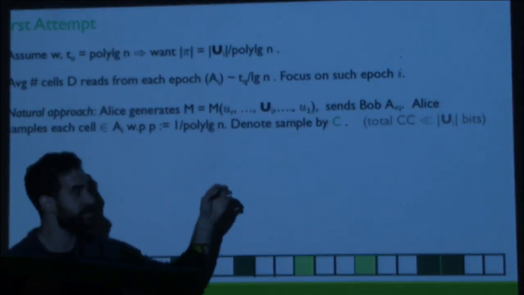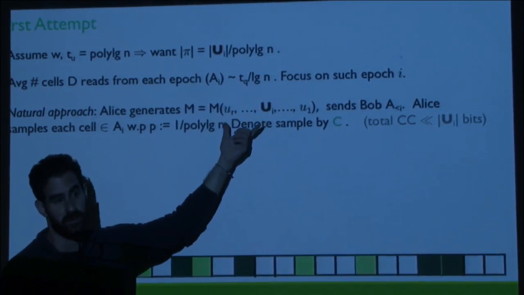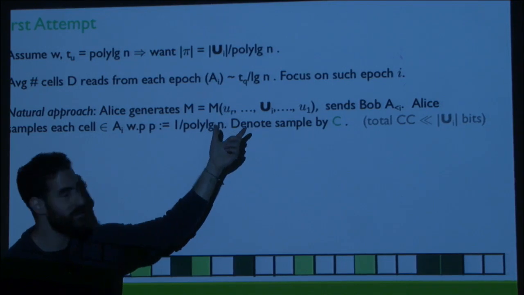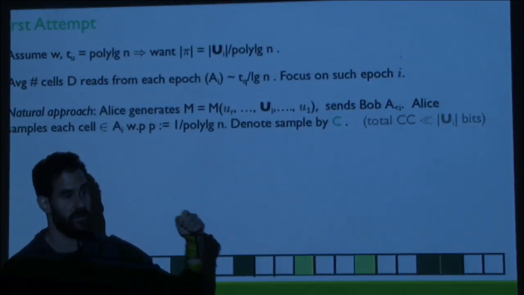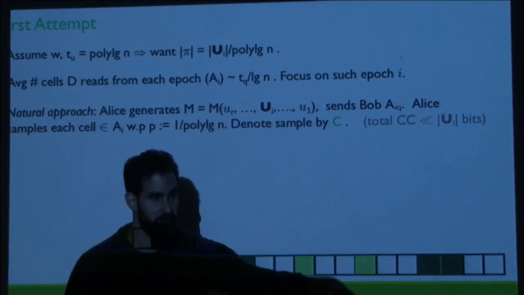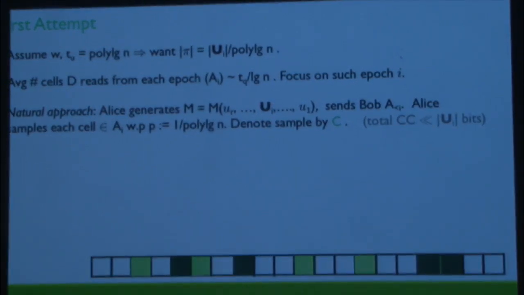And forget all the rest. So the query time here is relatively small, right? It's TQ over log n, the typical query time. Make sense? So remember this number. This is the total number of probes from the light green cells.